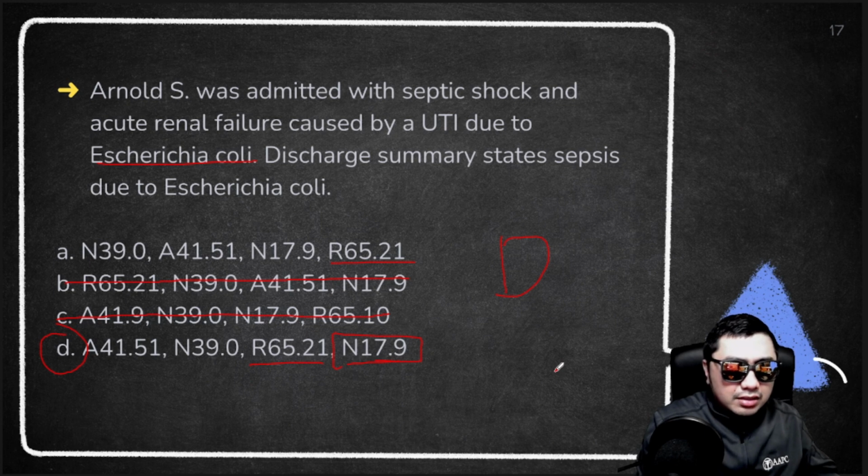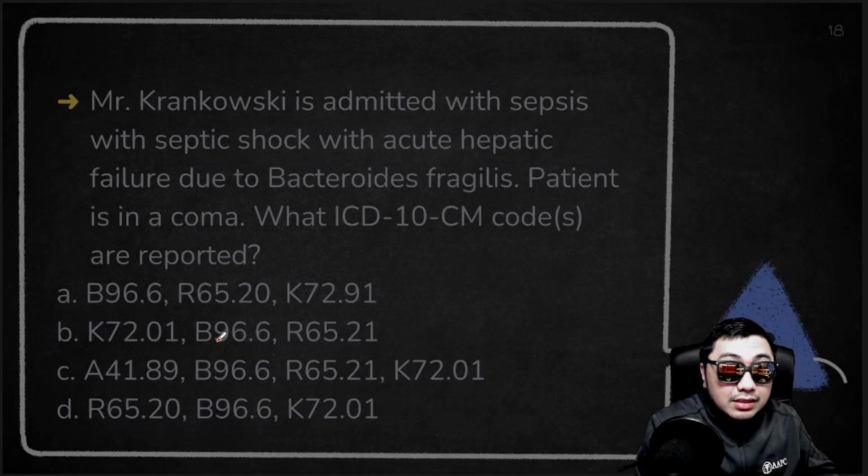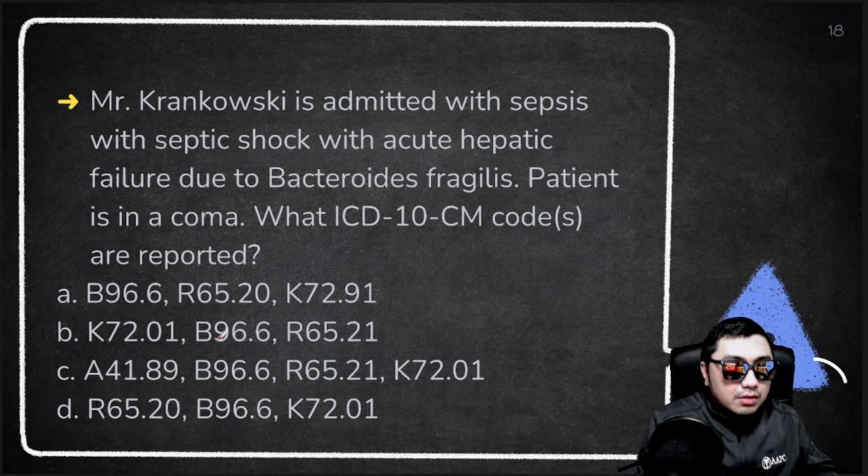Okay? Are we clear? Yes. So let's now go to your last question. Okay? Mr. Kronkowski is admitted with sepsis with septic shock. So another septic shock is mentioned, with acute hepatic failure. So this time it's the liver organ that has failed due to Bacteroides fragilis. Patient is now in a state of coma.